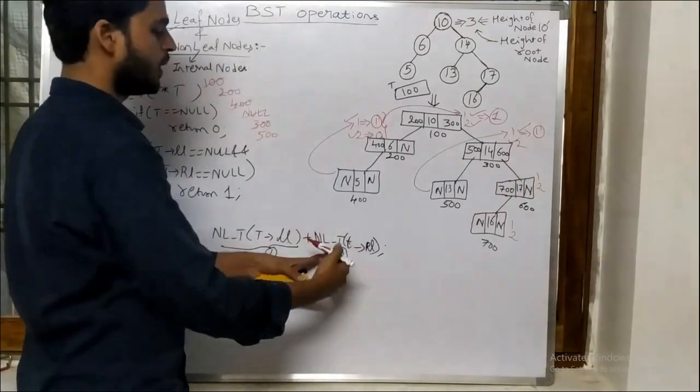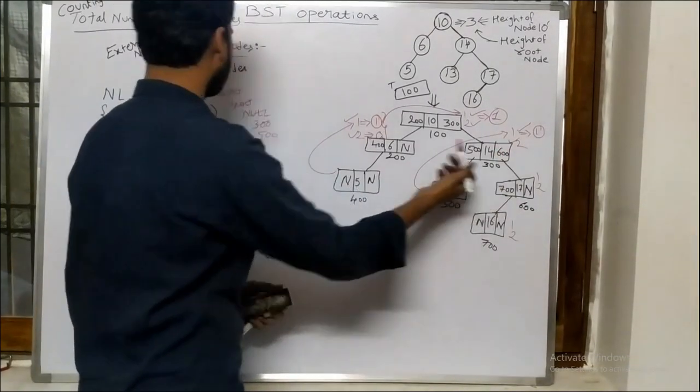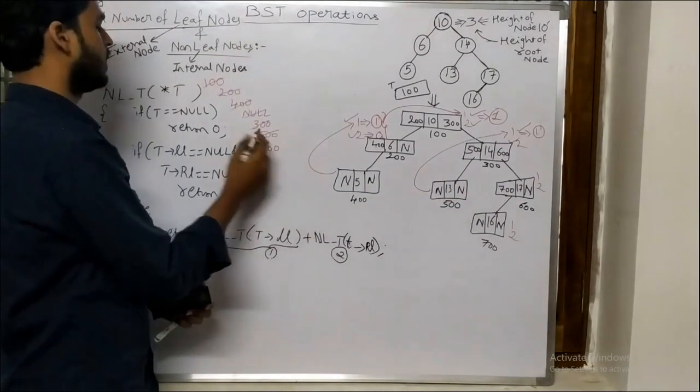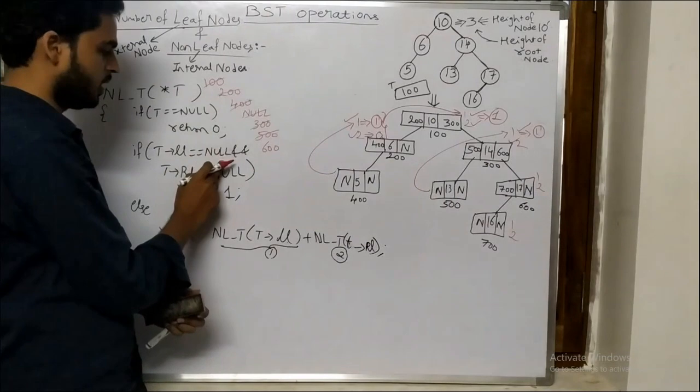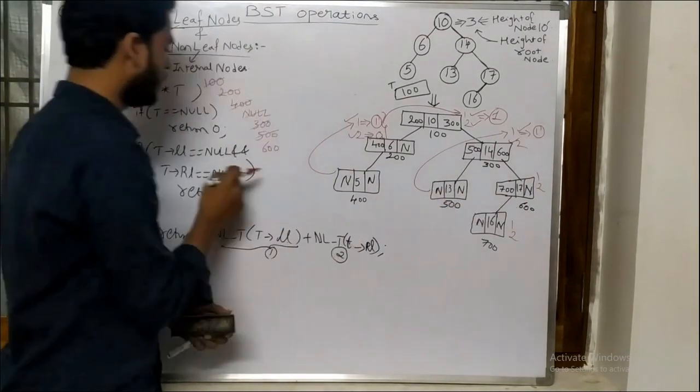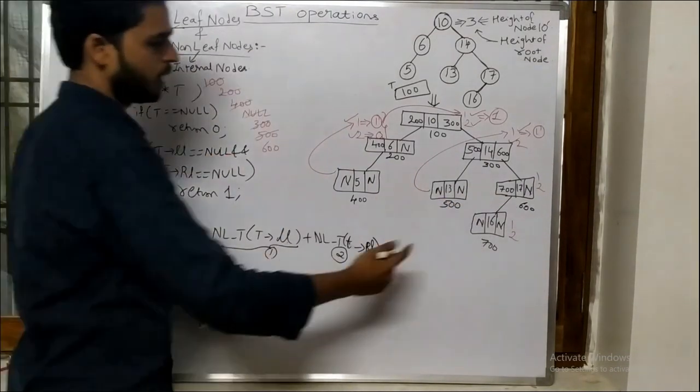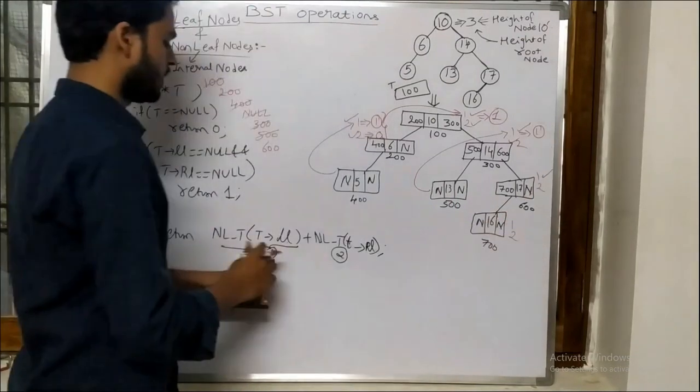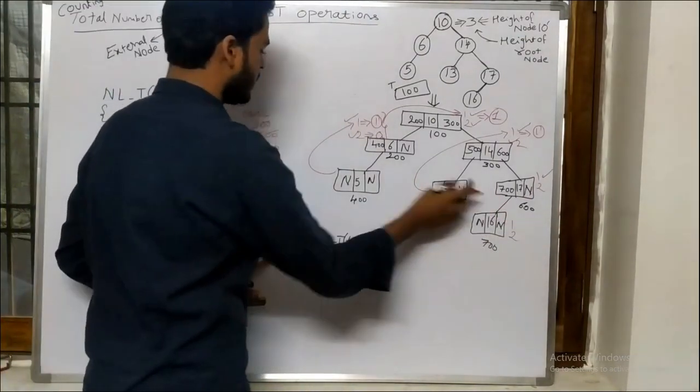When it is going to execute the second statement, T tends to right link. What is T tends to right link? 600. So now it is going to pass 600. 600 is not null. 600 tends to left link is 700. So this condition won't execute. So it is going to execute this statement. That is first statement. First statement is T tends to left link. What is T tends to left link?